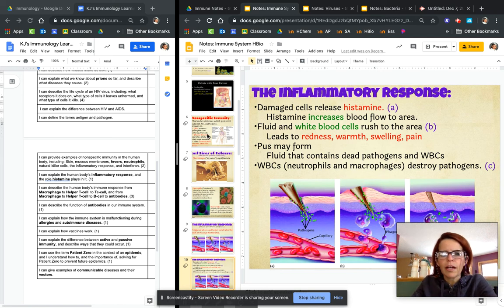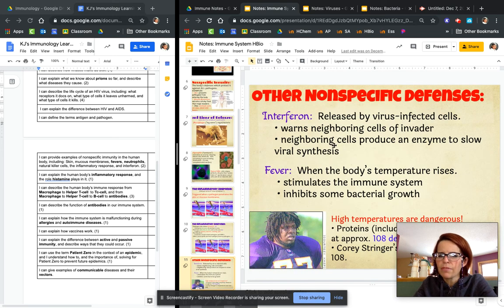And then the other thing that we talked about with the non-specific defenses was the interferon and fevers. And we said that fevers are good. They stimulate your immune system to start dividing quickly, but they're bad if they get too high. So over 108 degrees can be fatal if your body is at over 108 degrees for too long.